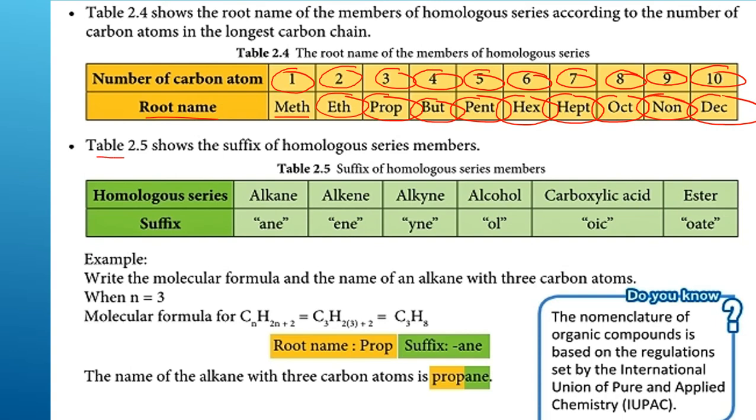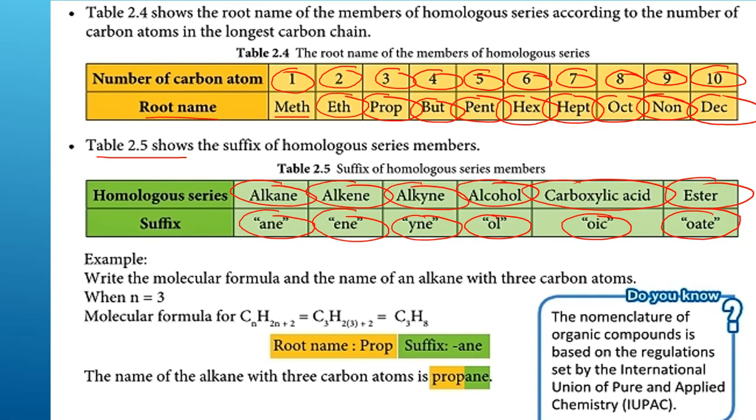So the table 2.5 shows the suffix of homologous series members. Kalau alkane, suffix dia adalah ane. Kalau alkene, suffix dia ene. Alkyne, yne. Alcohol, ol. Carboxylic acid, suffix dia oic. Ester, suffix dia oate.